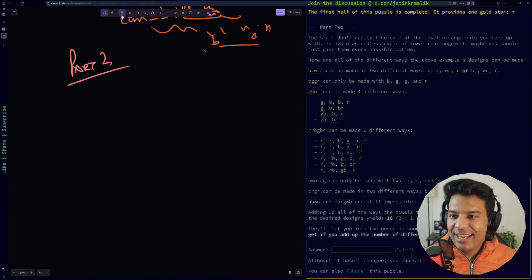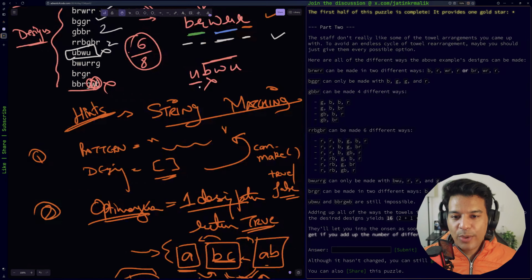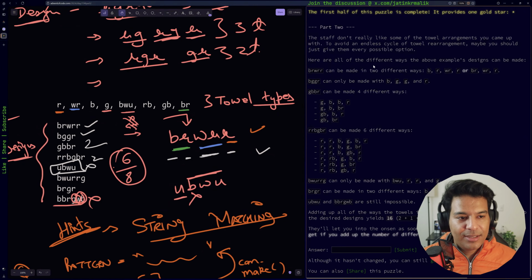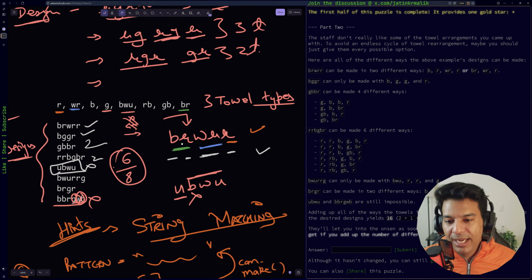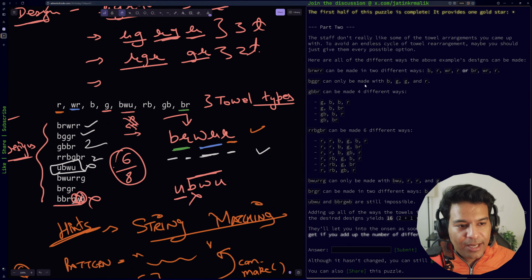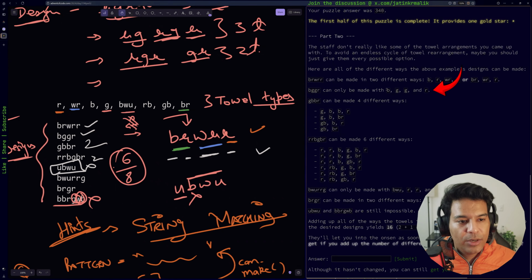Oh yeah, we did this dry run actually unknowingly here, where in this example we found that to make the pattern BRWRR, there are 2 possible ways. And similarly, I think they have dissected the other ones, where BGG can only be made with BGG and R. Remember, these are our given towel types, and these are the patterns we are talking about. And GBBR can be made 4 different ways. You can use 4 individual towels, you can use GB and a BR, you can use GB, B and R, or you can use G, BBR.